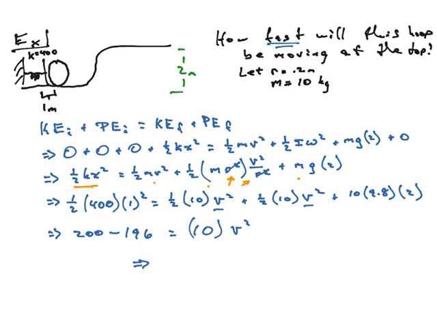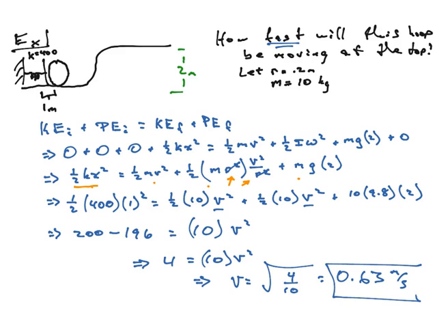Okay. So 200 minus 196, 4, equals 10v squared. So v, square root of 4 over 10, which 4 over 10 square rooted gives me 0.63 meters per second. So I'm not moving very fast. It just barely gets up there. But it does. So that's nice. And there we go.